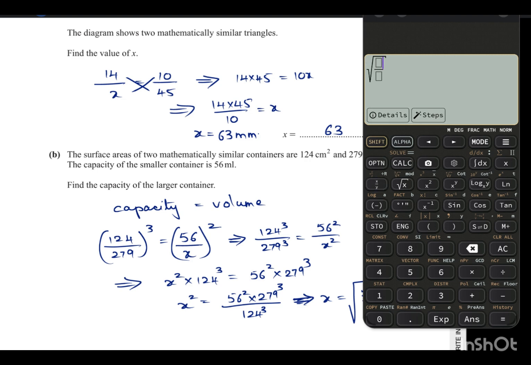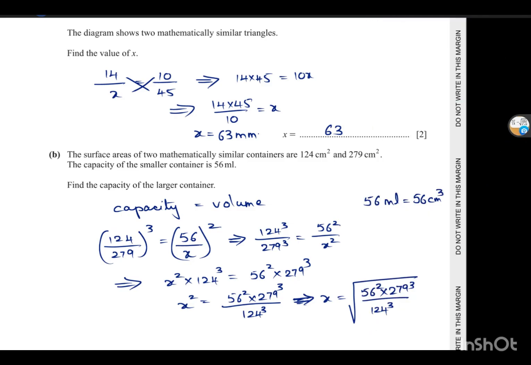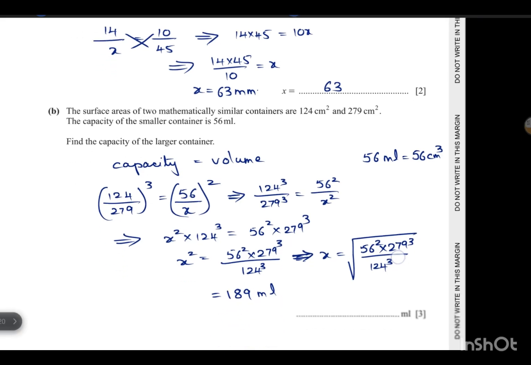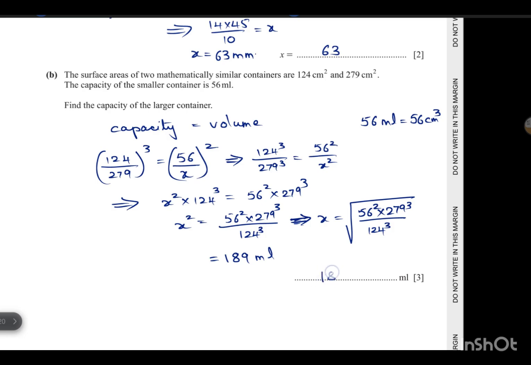Okay, anyway, find the value now here. 56 square into 279 cube by 124 cube, that is equal to 189 milliliters is the answer. This is the capacity of the container, the larger container.